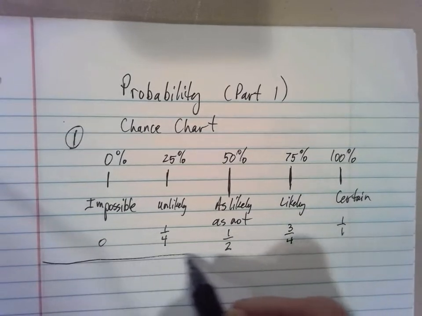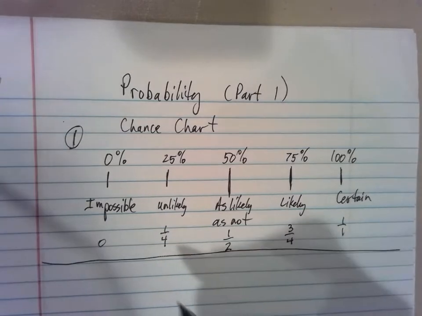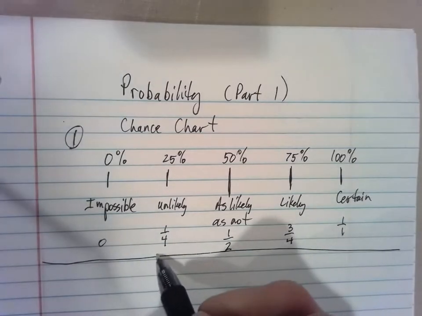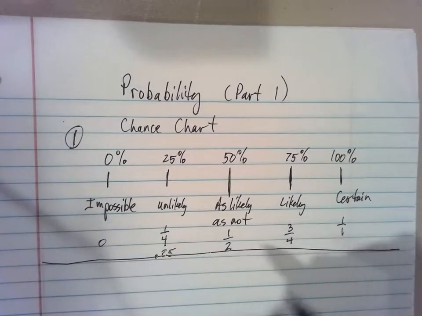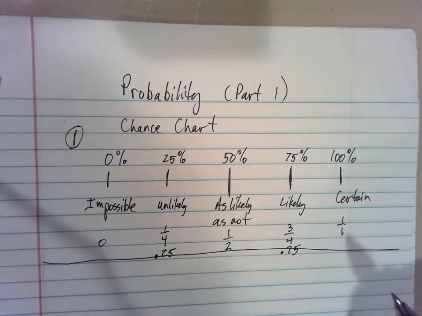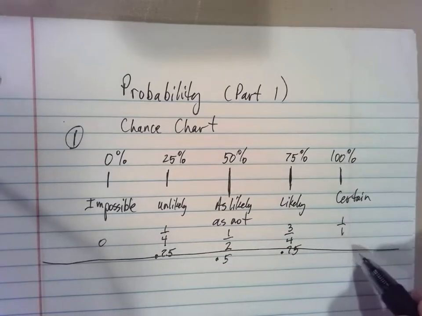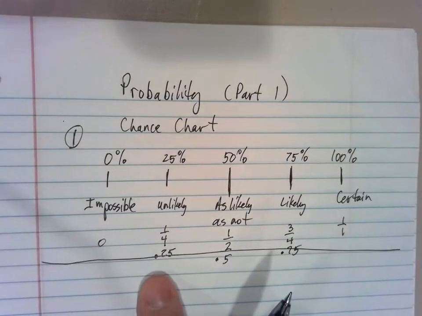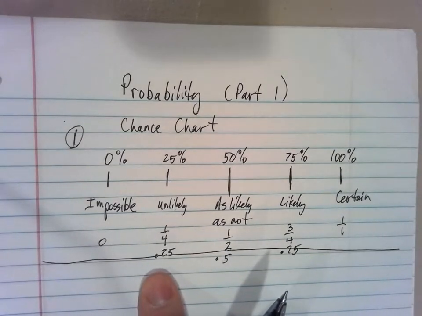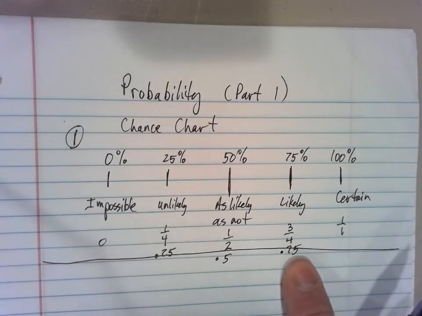You may see some of that stuff on Freckle. If you got some decimals, 0.25 down here would be less likely than 0.75 here. 0.75 is going to be a lot more likely to happen than 0.25. Of course, this would be 0.5. So the smaller the decimal, the less likely it is to happen. The higher the decimal, the more likely it is to happen.